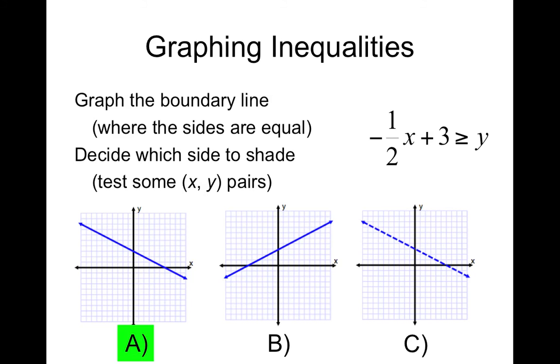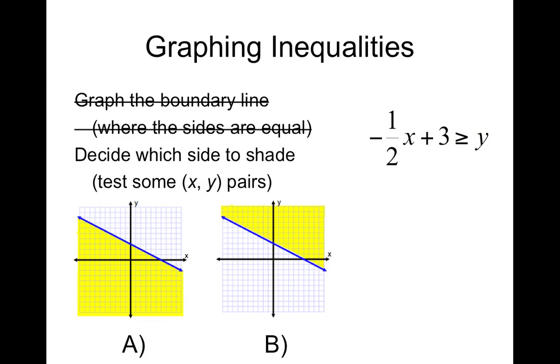Choice A is the correct graph because it has a y-intercept of positive 3 and a slope of negative 1/2. We choose the solid line because our inequality is greater than or equal to. If it was strictly greater than, we would have chosen the dashed line, choice C. So we've graphed the correct boundary line. Now we need to decide which side of this line has the points that'll make our inequality true. So pick a few points, test them out in the inequality, get a feel for where it's true, and then indicate which side of the line we should shade.